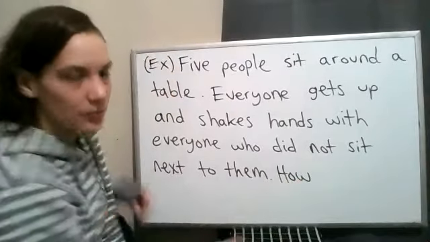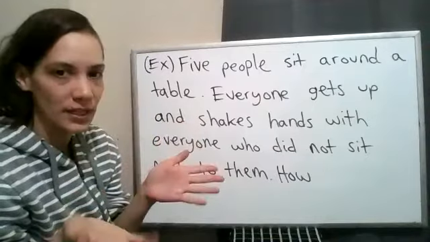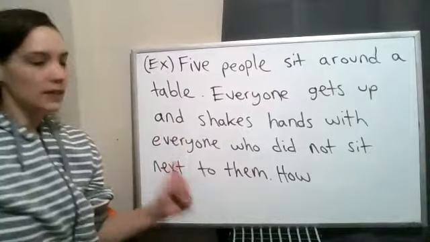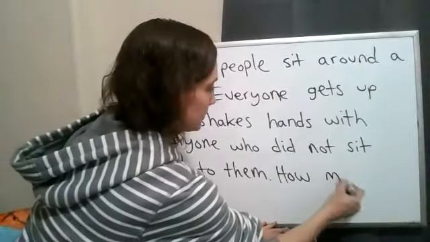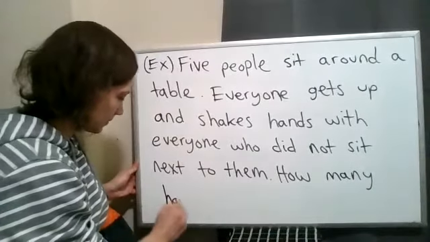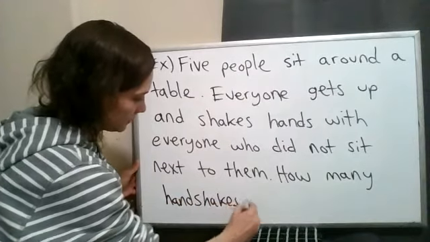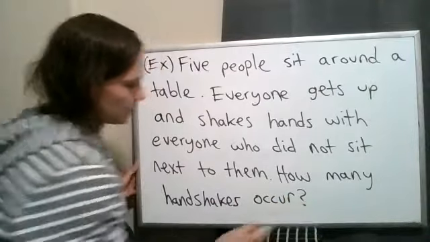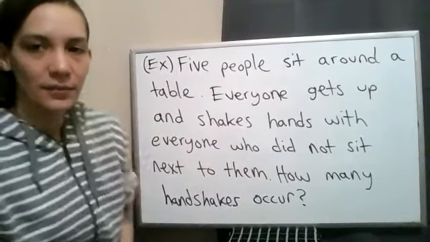So there's really no formula for finding these. Sometimes you just have to draw what you're being told and then kind of use that theorem if possible. So how many handshakes occur? Okay. Could I propose a formula?